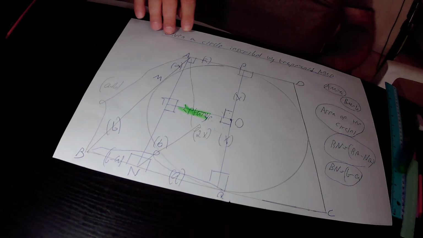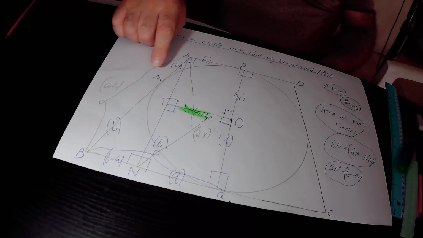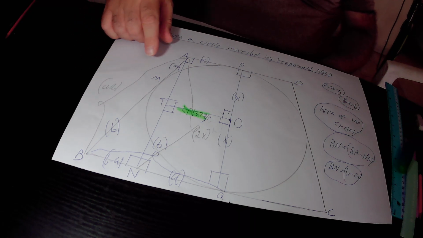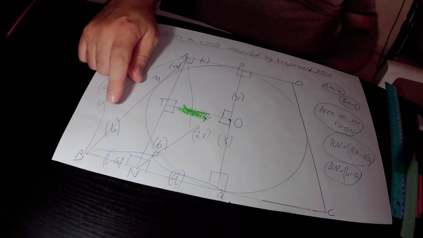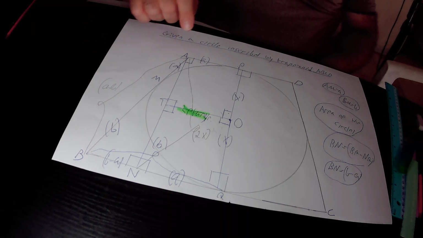What is the length of side AB? Side AB in total equals AM plus MB. That is to say, AB equals AM, that is A, plus MB, that is B. So in total, AB equals A plus B.